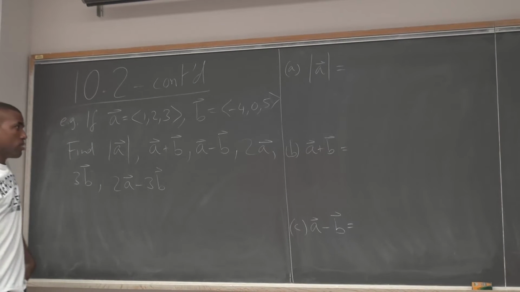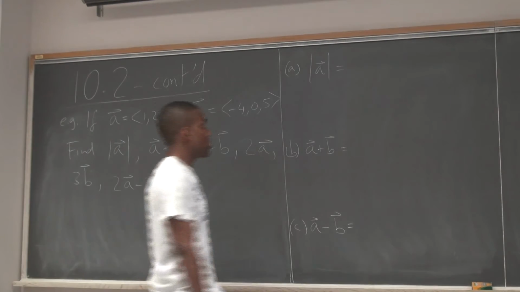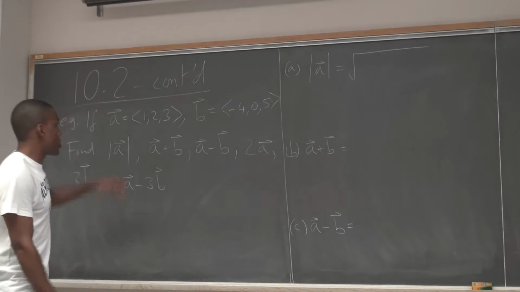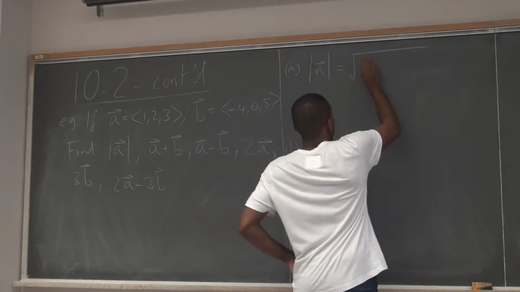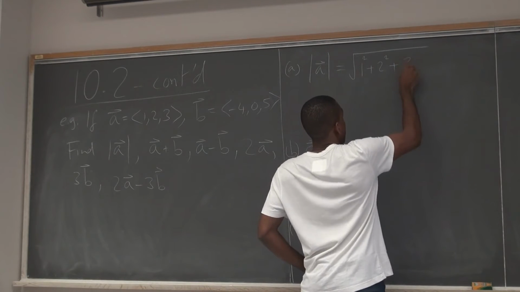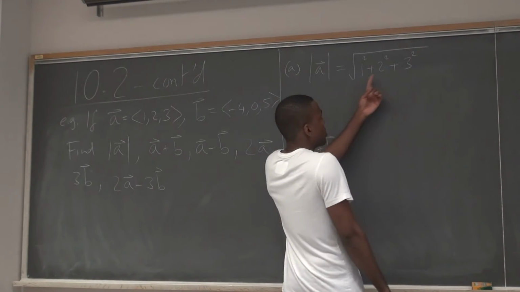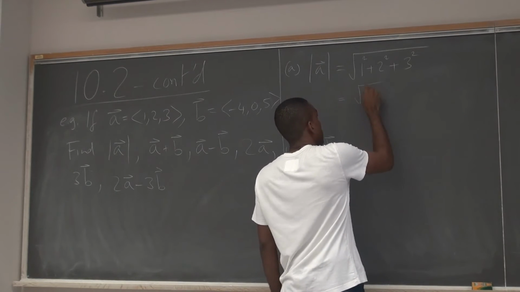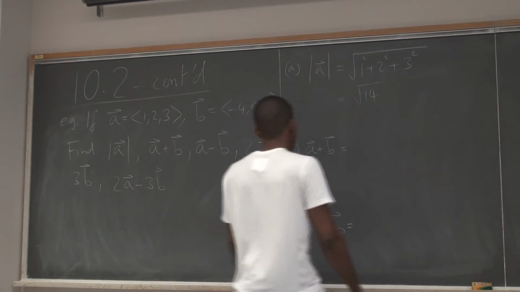Okay, what's the magnitude of A? Radical 14. So take the radical of the sum of each component squared. So it's going to be 1 squared plus 2 squared plus 3 squared. So it's 1 plus 4, which is 5, plus 9, which is radical 14.